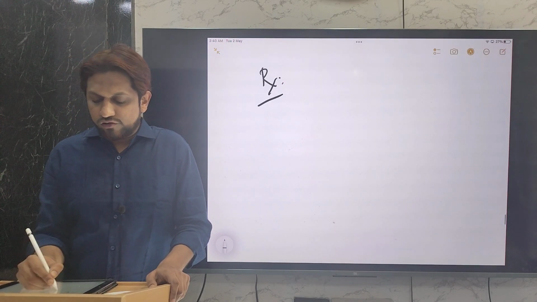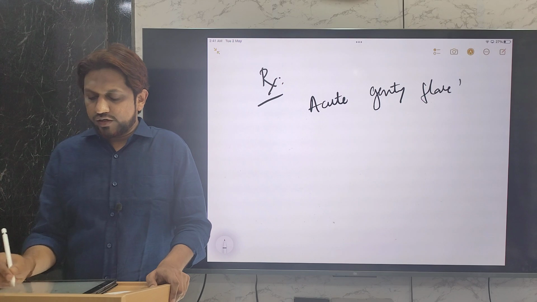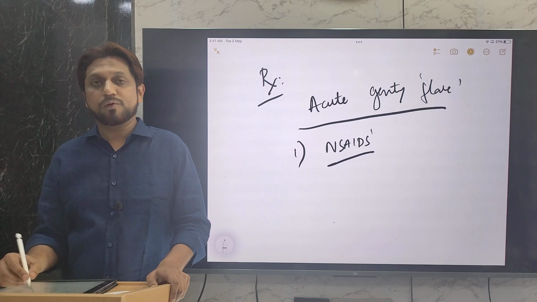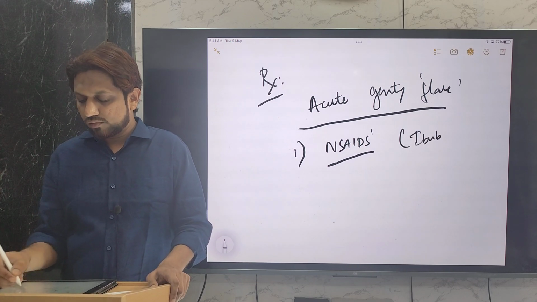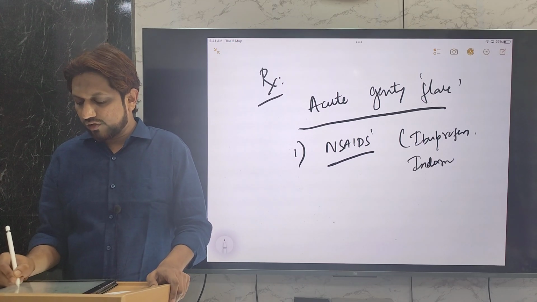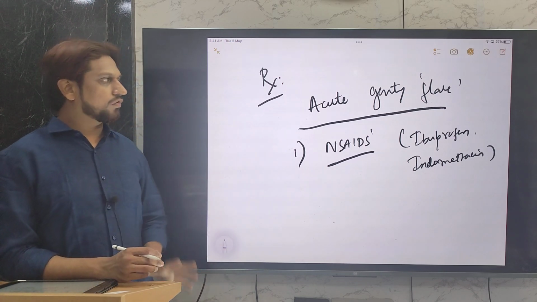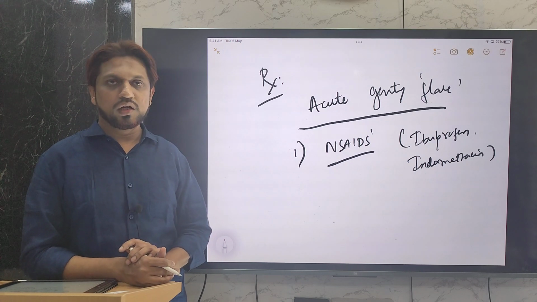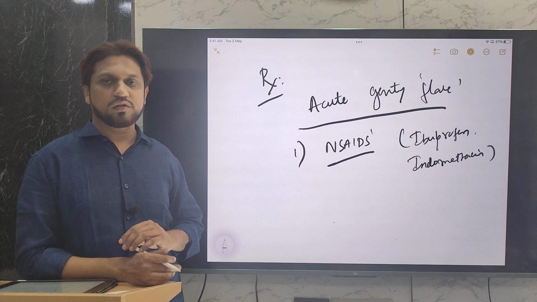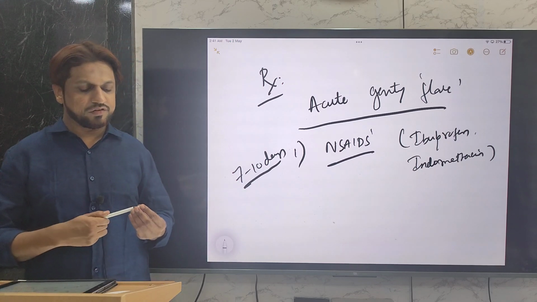Treatment. For the acute gouty flares, the gold standard treatment is NSAIDs, that is painkillers like ibuprofen and indomethacin. I'll discuss these drugs in detail in the next videos. For the time being, I'm just mentioning the names of the particular drugs. NSAIDs can be given, which will effectively relieve the signs and symptoms of the inflammation, and it will subside within 7 to 10 days. The majority of patients will be relieved by these NSAIDs.